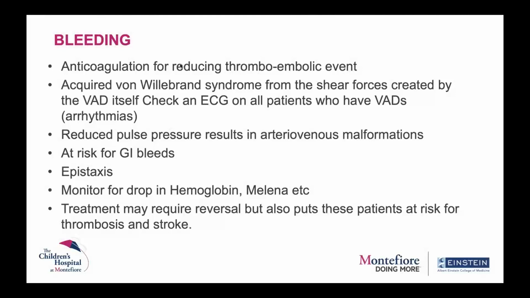We sometimes see arteriovenous malformations because there is reduced pulse pressure. There is not a pulse going on, there's just this continuous flow. Because the pulse pressure, or the difference between your systolic and your diastolic, is very low, it sometimes creates what we call arteriovenous malformations, which is basically your arteries and veins start talking to each other, and that causes problems. Patients can be at risk for bleeds in their gastrointestinal system. They can be at risk for bleeding through their nose, epistaxis. So we monitor patients very closely for symptoms. We monitor their hemoglobin. We monitor for blood in the stools, which is called melena, dark stools. We can always reverse bleeding by controlling anticoagulation. But then you can imagine this puts these patients at risk for thrombus or pump thrombus or even a stroke.